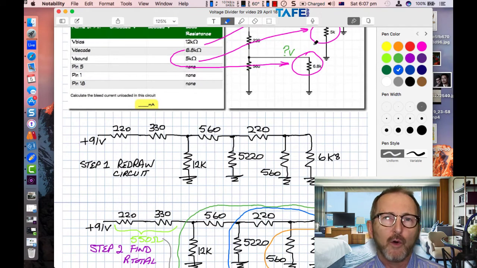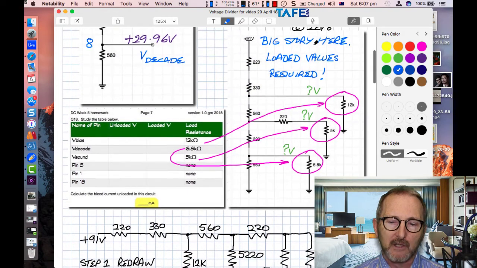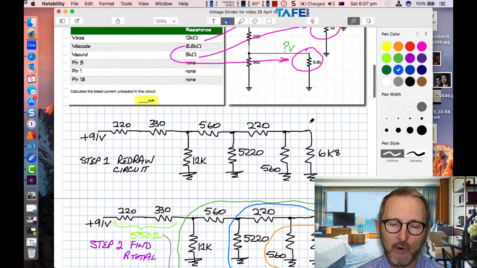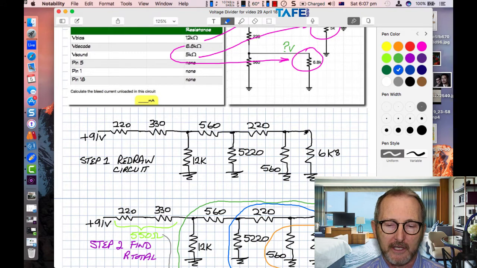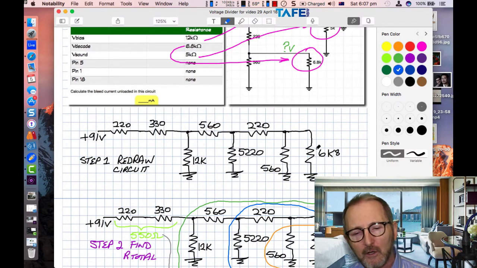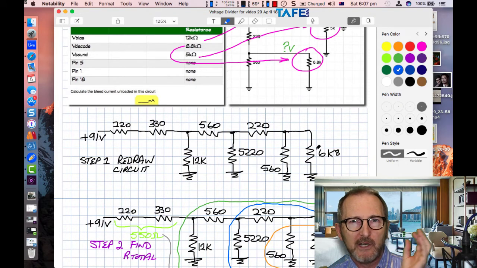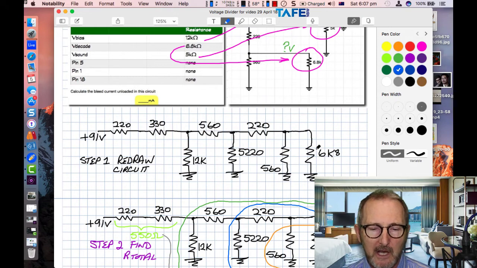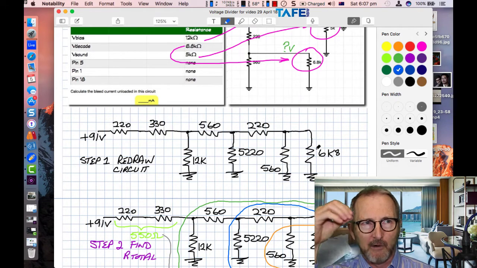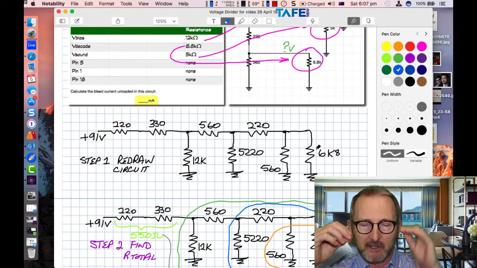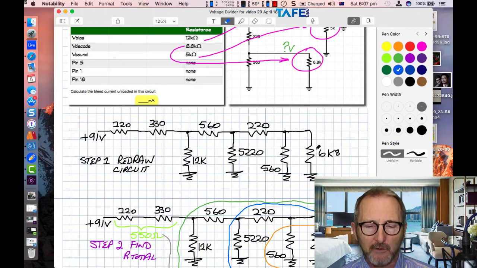Step number one, always redraw the circuit. You could probably work on the circuit as I've got it pictured here, but I like to redraw it, put the resistors so that I can draw some nice loops around them and work out what's in parallel and in fact what's in series, and then we're going to have series parallel combinations here, and we're going to have nodes where current enters and current forks and leaves. So step number one, redraw the circuit, and that is in fact what I've done.